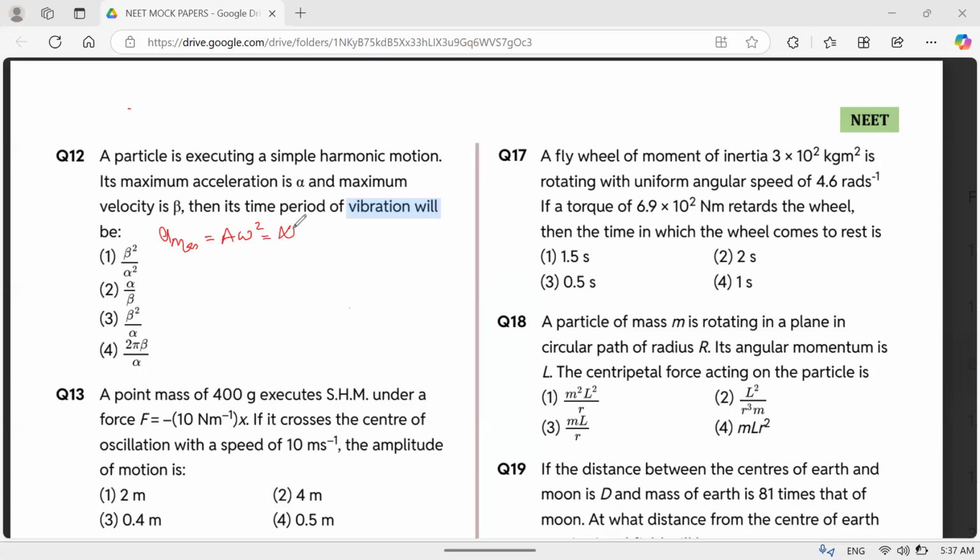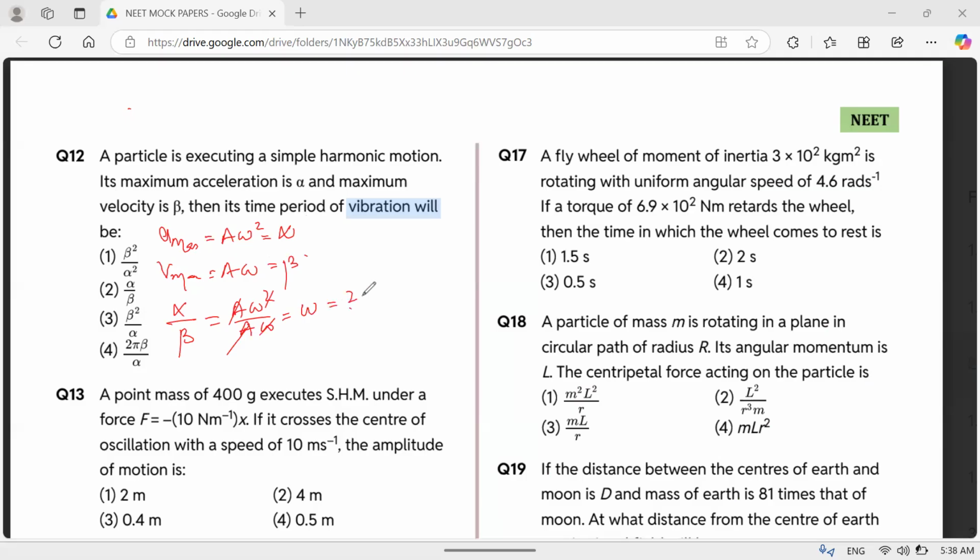Okay, then V max. V max is equal to how much? A omega. That is given as beta. And divide both of them. Alpha divided by beta will be equal to how much? A omega square divided by A omega. This one and this one get cancelled. It will be your omega.